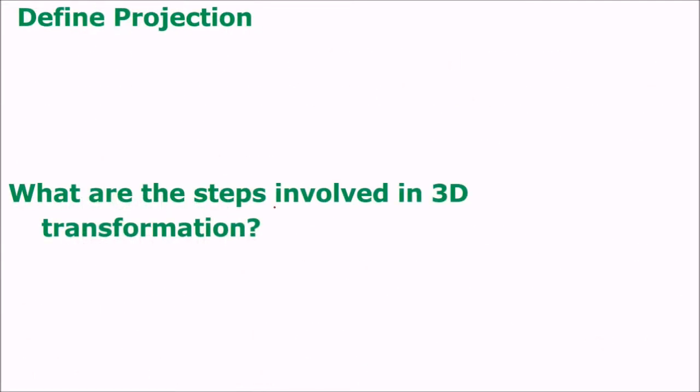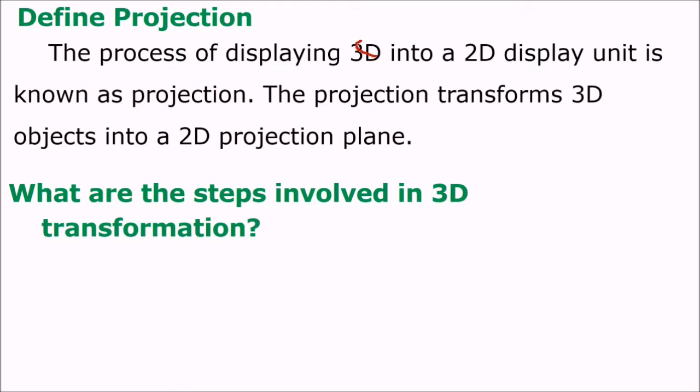Define the projection. Projection means converting 3D to 2D. If you want things to be planar, you need to convert the 3D point to map it on a plain paper or a screen. This is a projection. So the process of displaying 3D on a 2D display is known as projection. The projection transforms 3D objects onto a 2D projection plane.